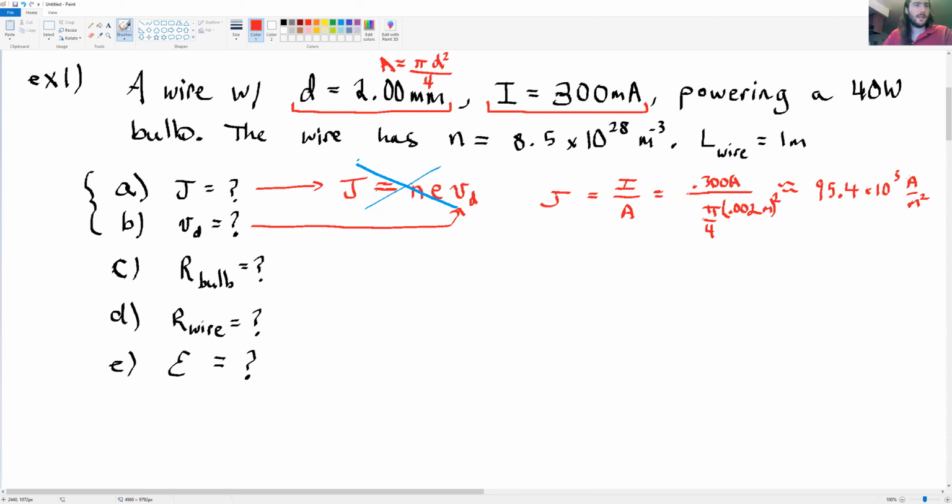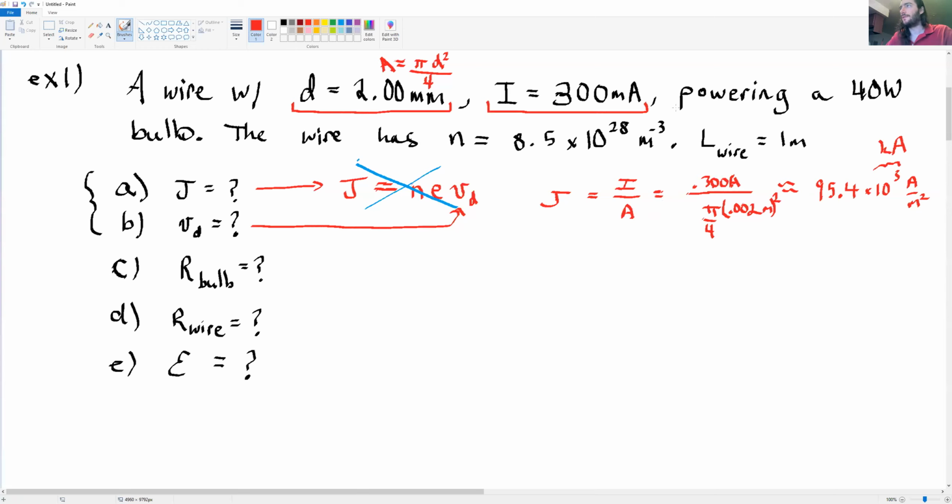You could write that as kiloamps per meter squared as well, right? So we could write kiloamps. If you want to, feel free to do that. So that's the current density there. That's a pretty straightforward application of just the definition of the current density there, which is current per unit area.